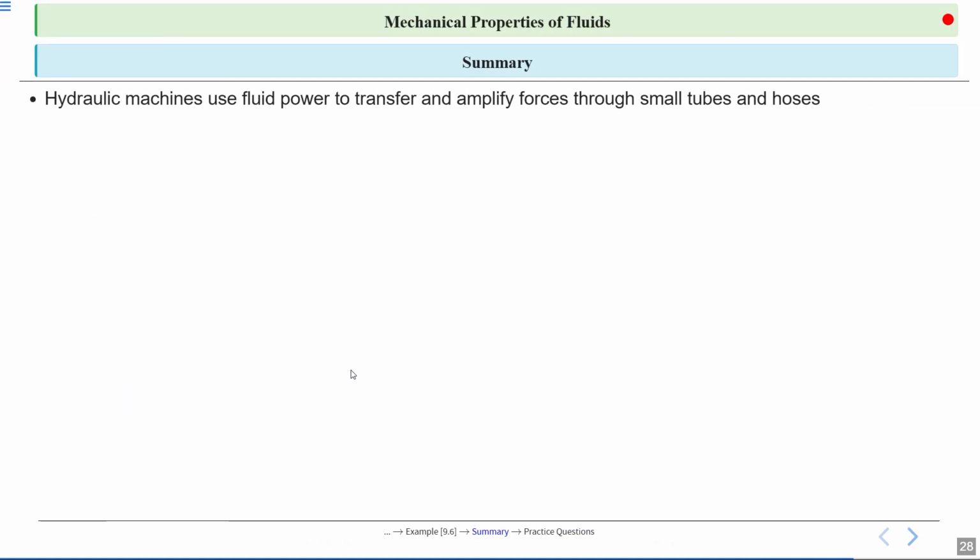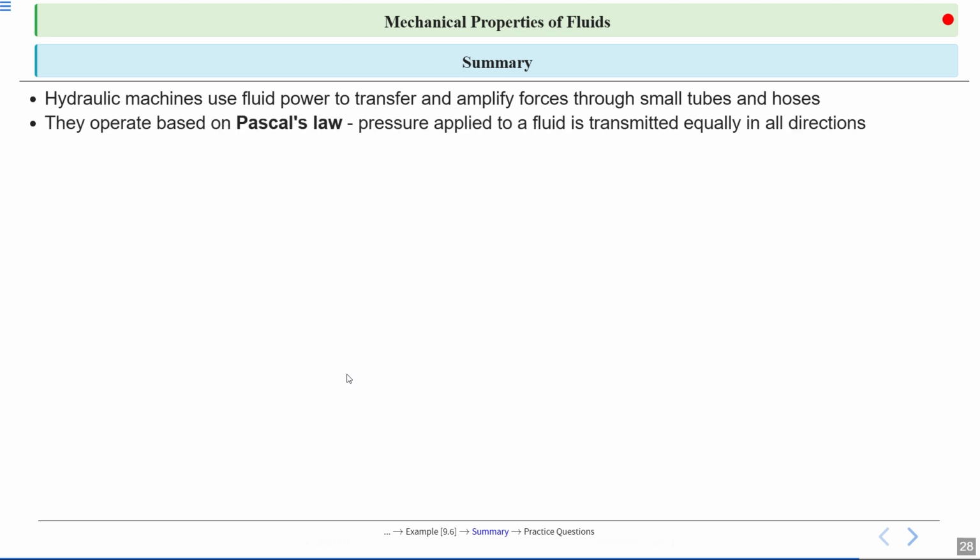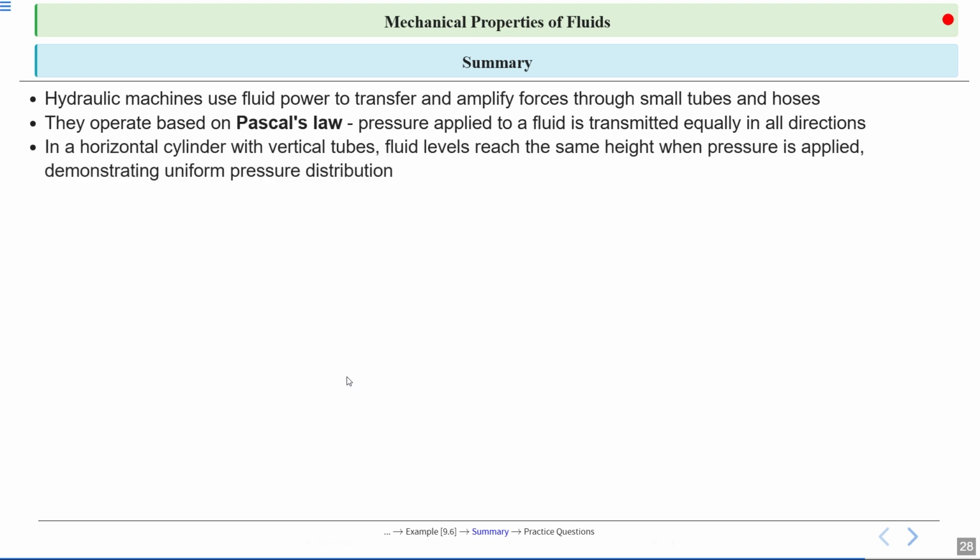Now let's summarize what we have learned in this lecture. We started with hydraulic machines. Hydraulic machines use fluid power to transfer and amplify forces through small tubes and hoses. They operate based on Pascal's law: pressure applied to a fluid is transmitted equally in all directions. In a horizontal cylinder with vertical tubes, fluid levels reach the same height when pressure is applied, demonstrating uniform pressure distribution.